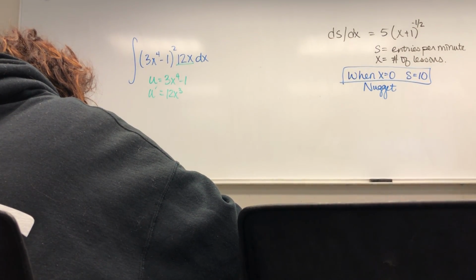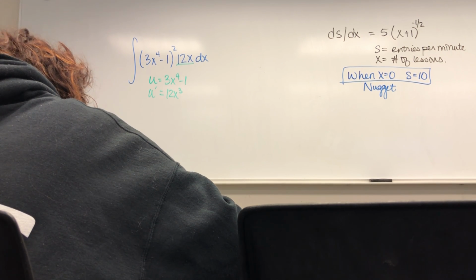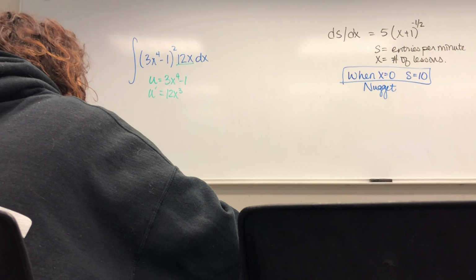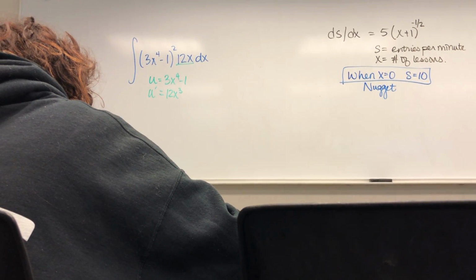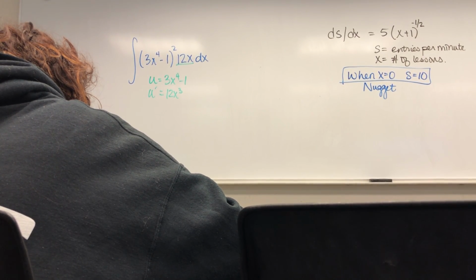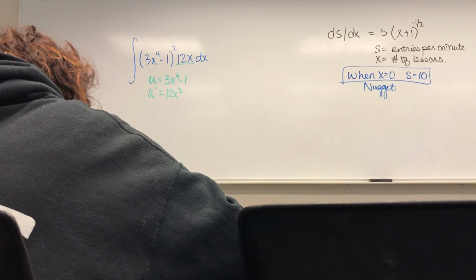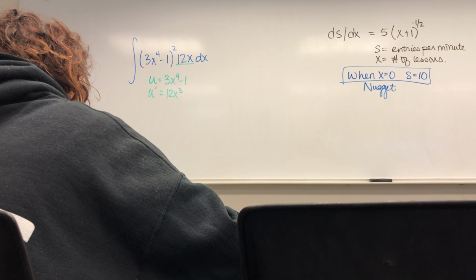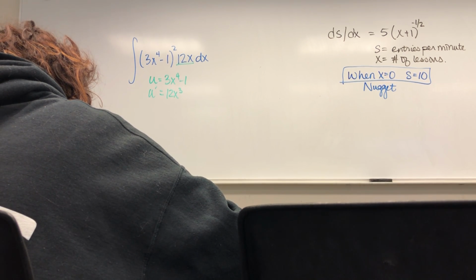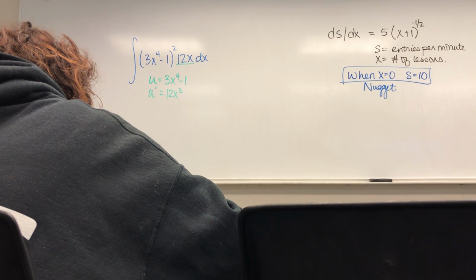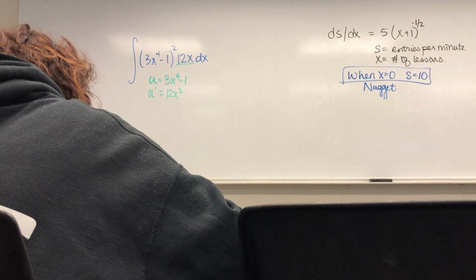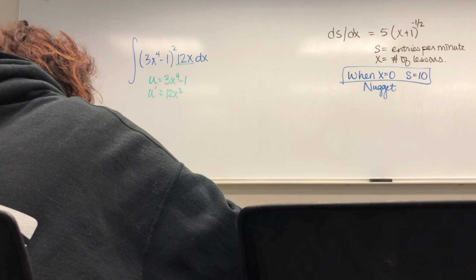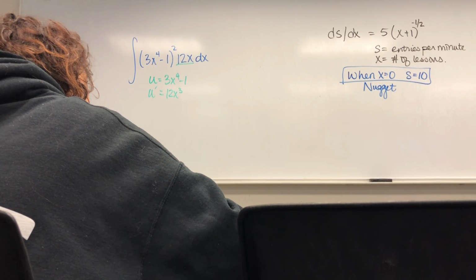Cool. Okay. So, let me rewrite this as 5 integral 1 x plus 1 to the negative 1/2 with respect to x. Do I have u prime u to the n? What's my integral? 5 goes along for the ride, u to the n plus 1 over n plus 1 plus some constant associated with speed, or entries per minute.